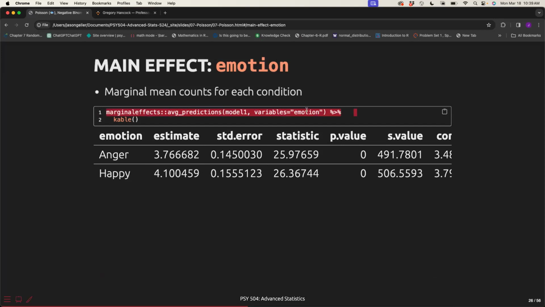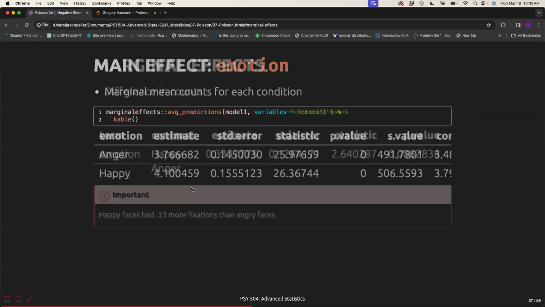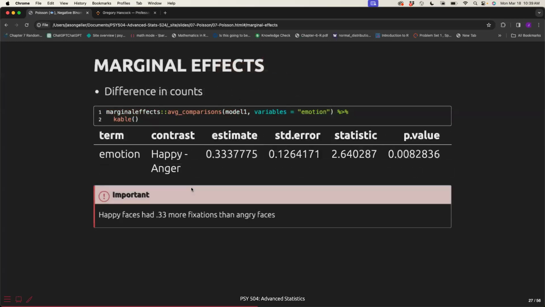If we put in our variable emotion, what we'll get is the average mean counts for each of our levels. So on average, there's about 3.77 fixations for the angry condition. And then on average, there's about 4.1 fixations for the happy condition, right? This is more intuitive, and I recommend that we talk about these things on the actual response metric, which is mean counts. We can also calculate the marginal effects. So we can get the difference in counts.